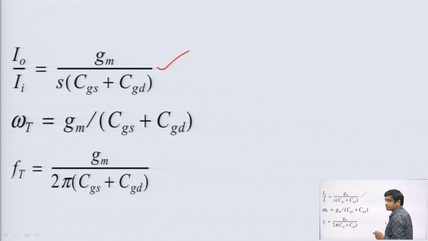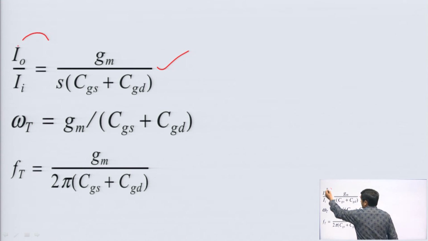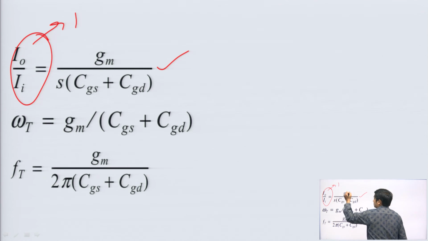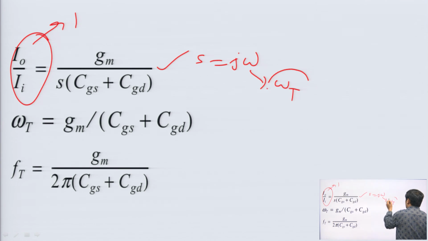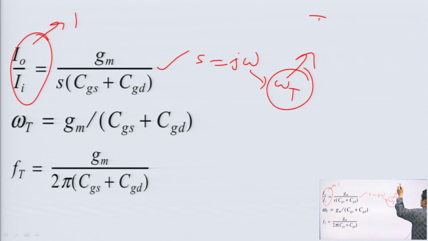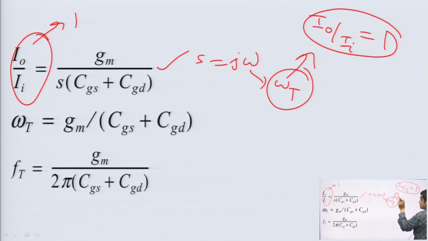Now, what is the short circuit current gain? The unity gain frequency, in fact, is the frequency at which the short circuit current gain, that is Io upon Ii, is 1. So, putting S equal to j omega and replacing this omega with omega t, at this omega t, Io upon Ii is equal to 1. That is the definition of transition frequency. It is the frequency at which the short circuit current gain is 1.